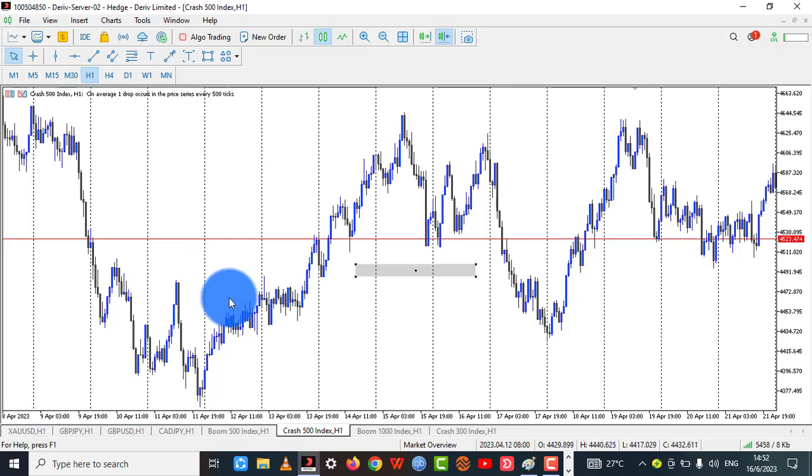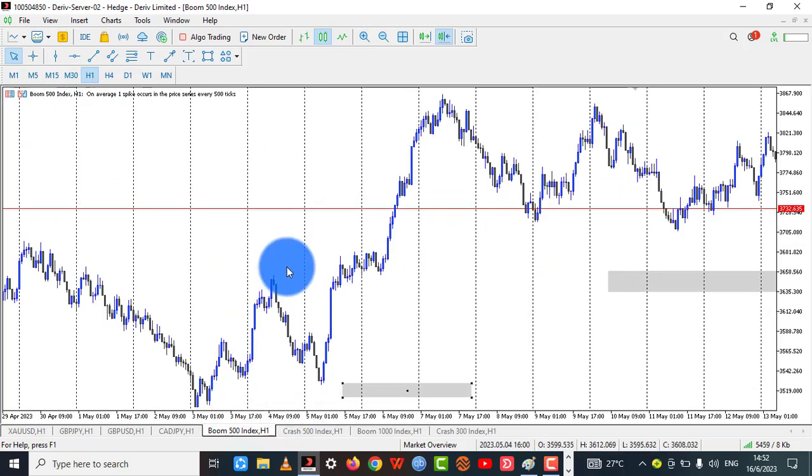For a boom market, the ticks are the black candlesticks and the spikes are the blue candlesticks. So you need to differentiate between the spikes and the ticks. Do not trade ticks. If you trade ticks, your stop loss is most likely going to be skipped and you will be taken out of the market, or your order is going to be executed at a later price, and we don't want that.